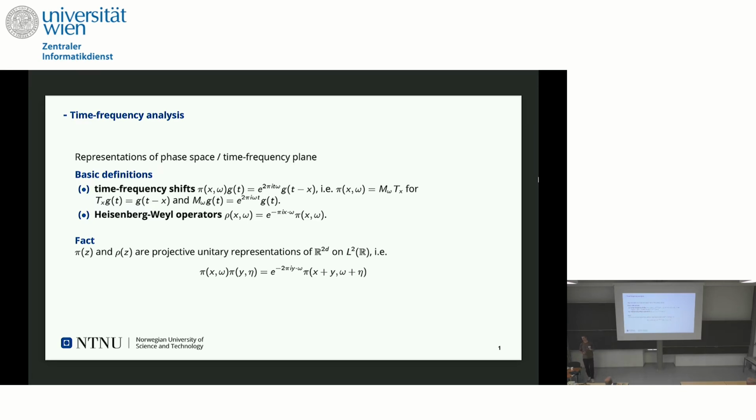So both pi and rho are projective unitary representations of phase space, which just means that we have this composition where we introduce a phase factor upon composing two of them. So most of our time frequency results will be stated in terms of the pi shifts, but when we go to quantum harmonic analysis, because that's based on the Weyl quantization, it's often more natural to use the Heisenberg-Weyl operators, especially later on if you look at metaplectic operators and such.